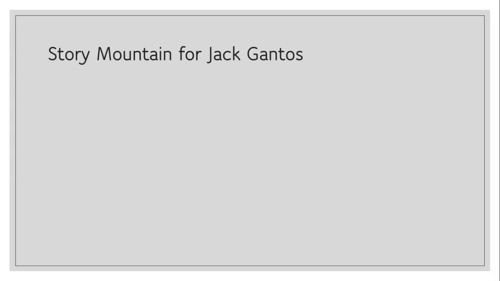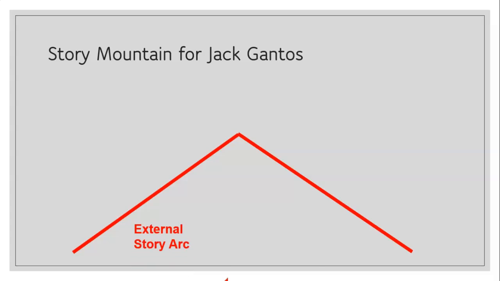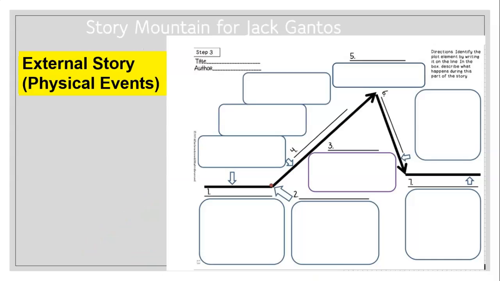What your job is today is you're going to make a story mountain for Jack Gantos. You're going to start with the external story arc. Start with just what happened, the general story. So your teacher is either going to give you a paper copy if you're in person, or you're going to find this in OneNote if you're online, but you're going to fill in the literal physical events that happened, the external story. You're going to need to label each part of your plot diagram.